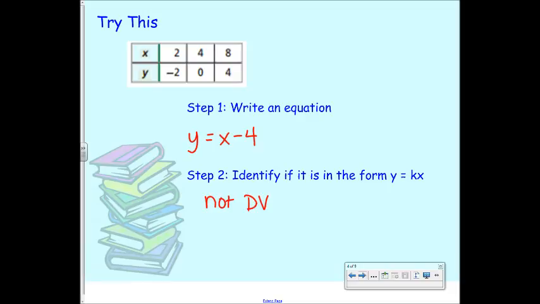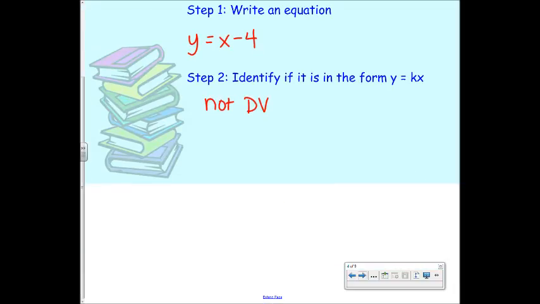So it just has to be multiplication. It can be division because, for example, I can say y equals x divided by 3. What's another way of writing divided by 3? Times 1/3. So we could write this as y equals 1/3 x. So that is direct variation. So if it's division or multiplication, that's direct variation. It's as soon as you put on a plus or a minus, then it becomes not direct variation. So just watch out for those plus or minus.